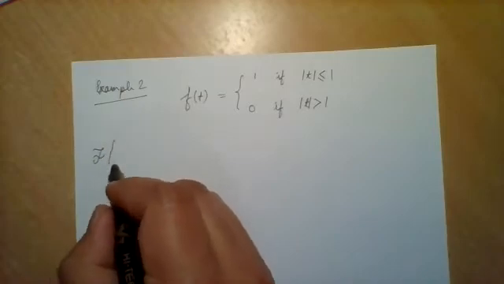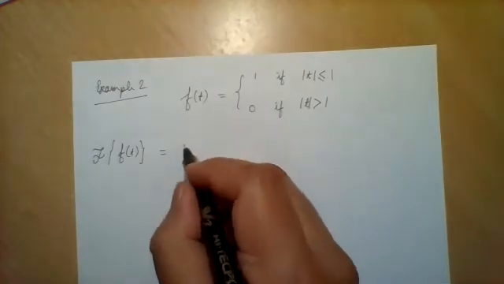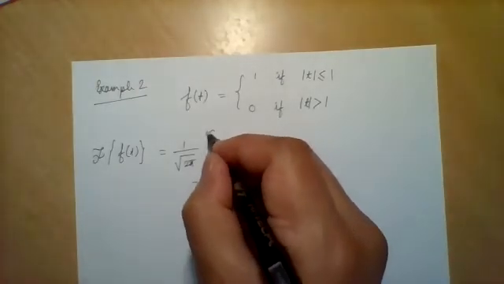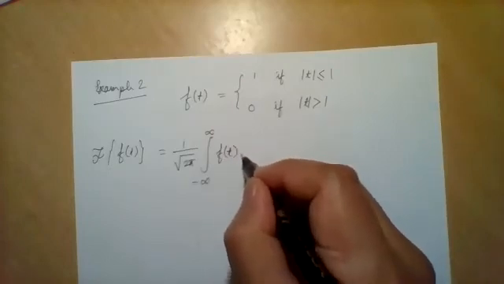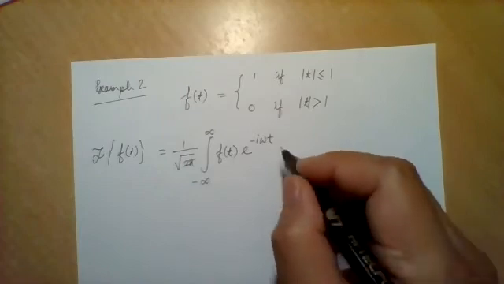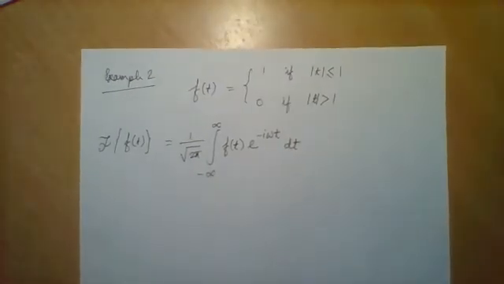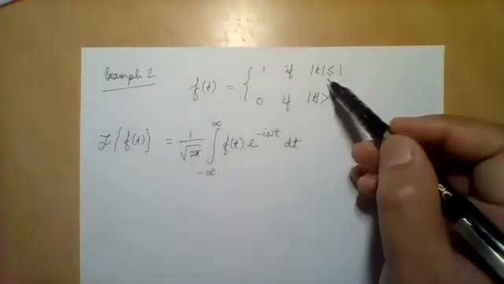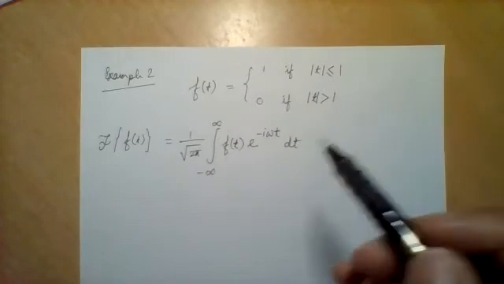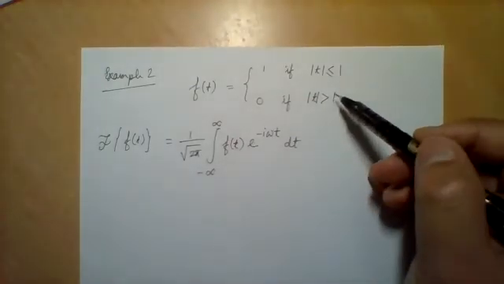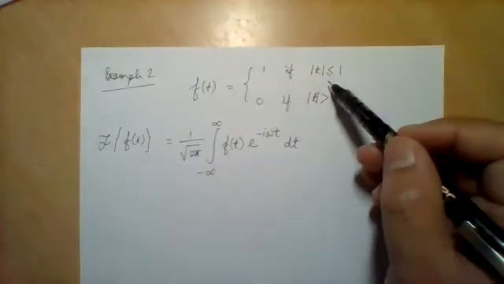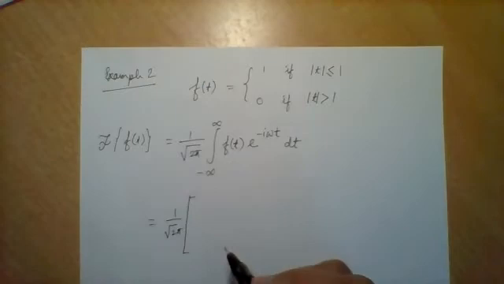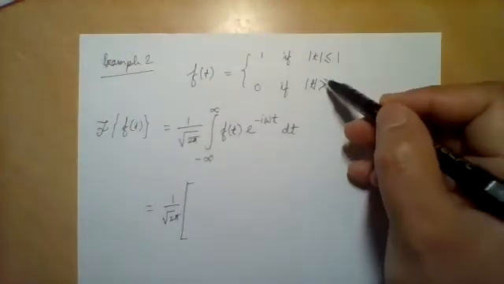The Fourier transform of this function f of t is equal to 1 by root 2 pi integration from minus infinity to plus infinity f of t e to the power minus I omega t dt. Now, since the given function is piecewise continuous, and we are given the ranges of t, we should divide this range of integration into the intervals given here. Let me take 1 by root 2 pi common. Then let us divide the range of integration into 3 parts.